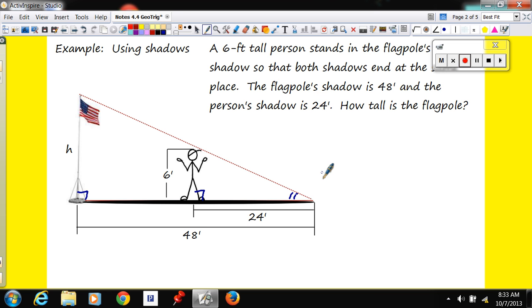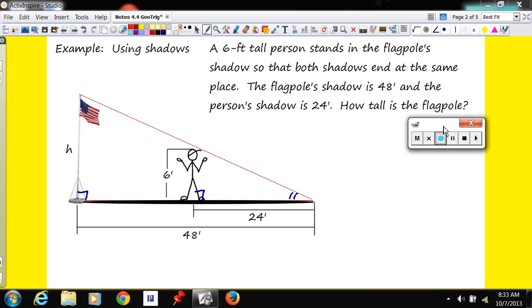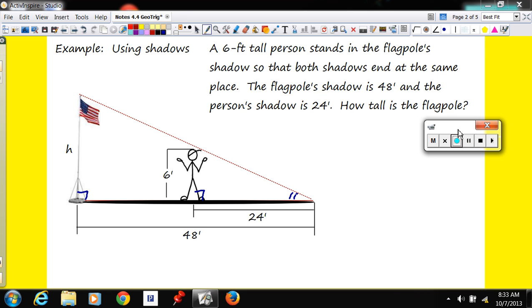So a 6-foot-tall person stands in the flagpole's shadow so that both shadows end at the same place. The flagpole's shadow is 48 feet and the person's shadow is 24 feet. How tall is the flagpole? So we've got 2 triangles, and we know the 2 triangles are similar because we know we've got the angle postulate. So give me a proportion that I could set up that would make this work here. Give me one ratio that would work.